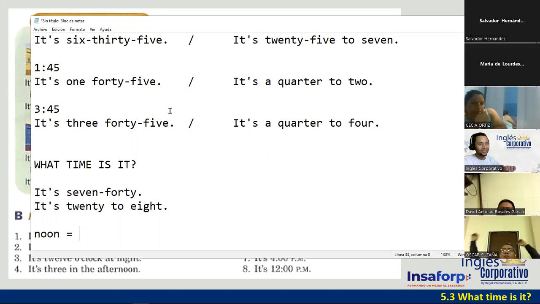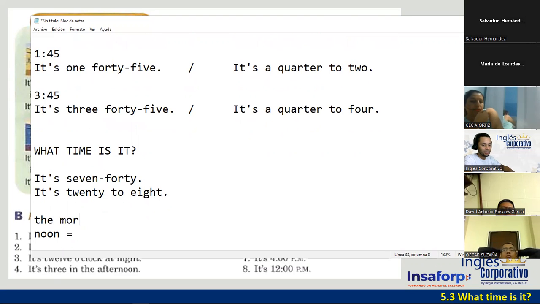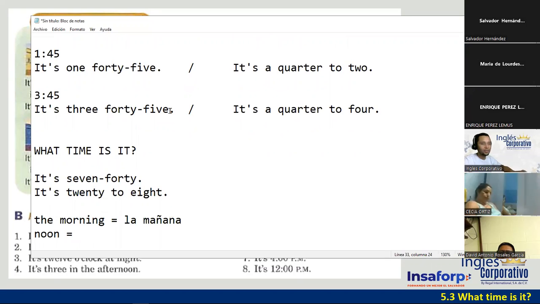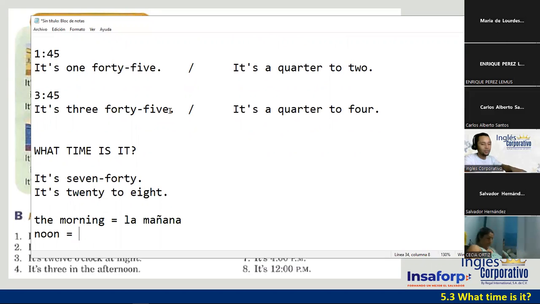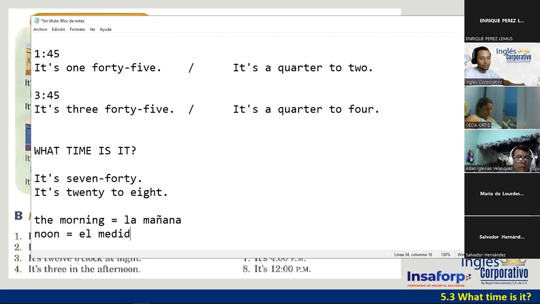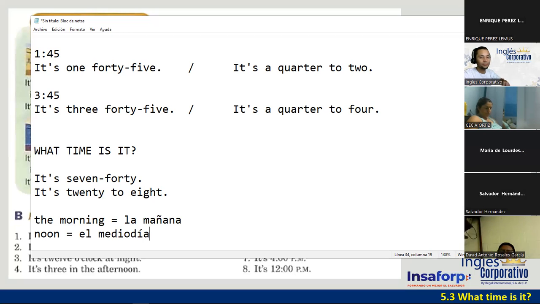De hecho, la mañana es the morning. María de Lourdes. Es mediodía. Ajá, el mediodía. Okay, that's the meaning of noon. El mediodía. Enrique Pérez. Como por ejemplo, que se dice media hora, que ella habla sobre half. No entiendo la pregunta, perdón. Half, ¿cómo sería? Half day, mediodía. Ah, half day. No, nadie dice eso.